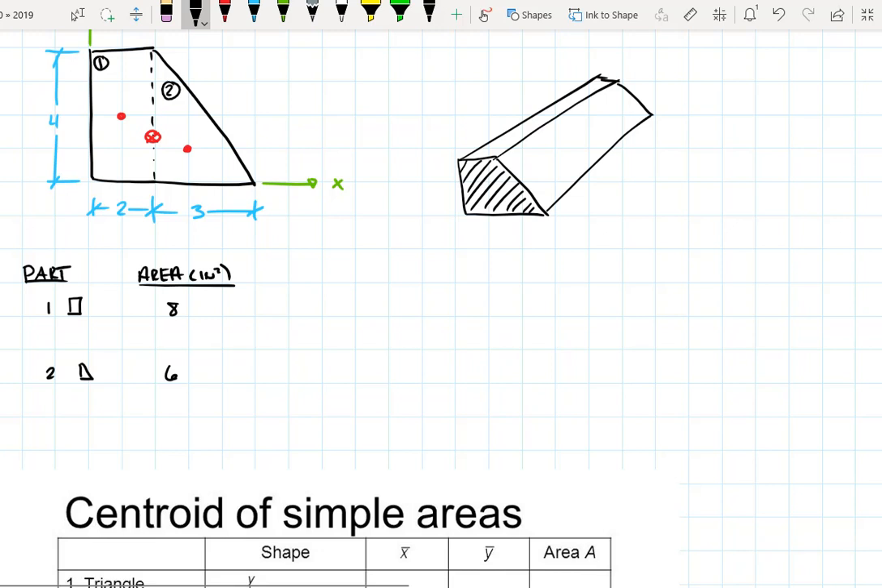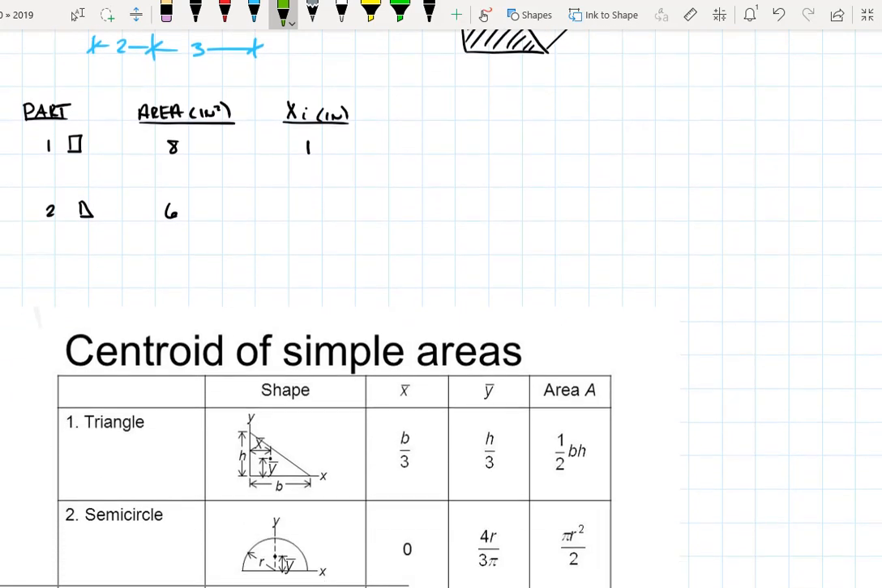So let's do X first. So X for the rectangle is at 1, I know that. X for the triangle, this is the distance we're talking about. X1, or X2 actually, because this is part 2, is that distance, measured from the y-axis, the reference axis, in the x direction over to the centroid of part 2. I drew it, and it looks like it's 2 to get all the way through the rectangle plus some distance into the triangle. So I need to look at my chart.